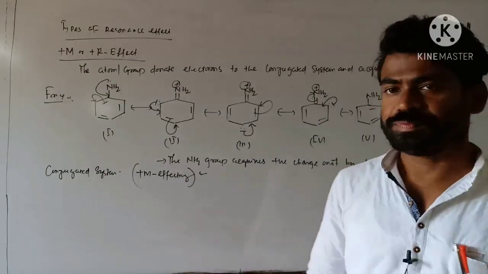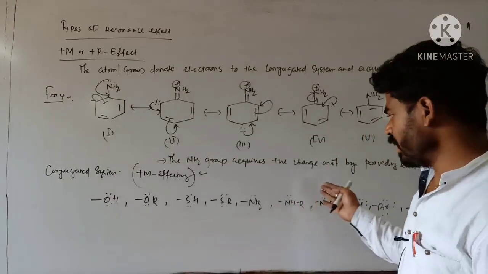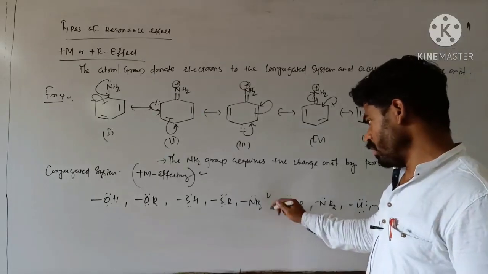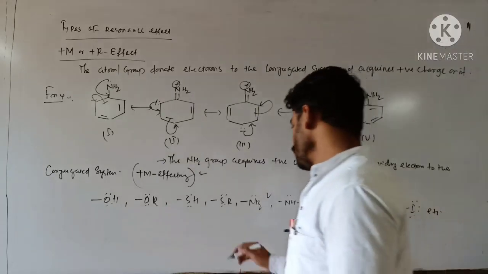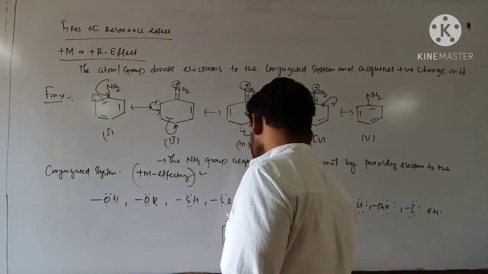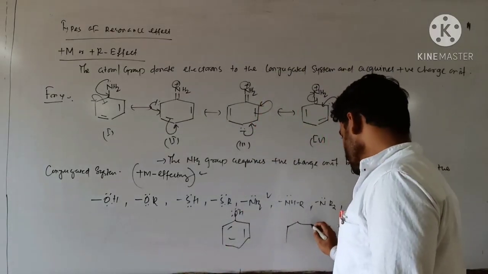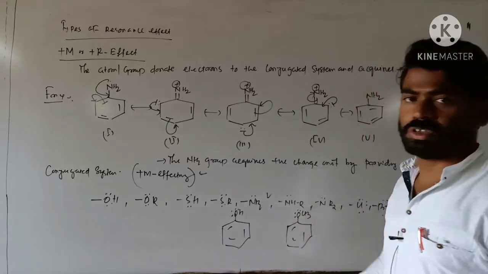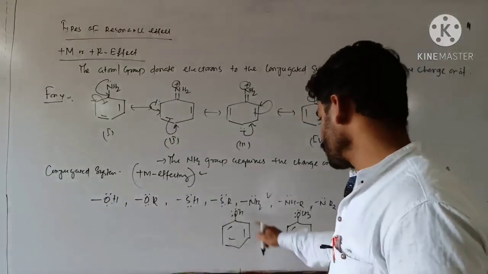Okay, so students, these are some groups having unshared pair of electrons. Because these lone pair electrons can be donated through the conjugated system. So these are a few positive mesomeric effecting groups, you just remember it. And a task for you: do the resonating structures of phenol. That clear? And methoxybenzene, do it. These are the home task I am providing you, and mention which type of effect such groups are showing. Okay.